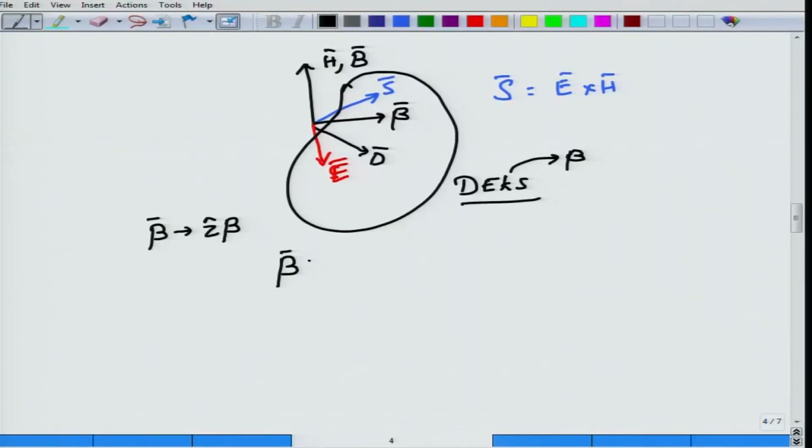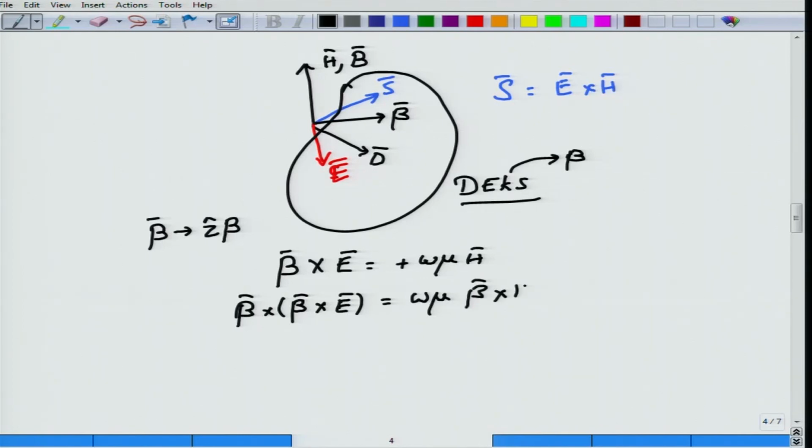I can obtain this by going back to Maxwell's equation. So, I have beta cross E equal to plus omega mu H. If I now take another cross product with beta on both sides, I obtain omega mu beta cross H. Using the two Maxwell's equations for beta cross H, I can substitute for the value of minus omega D here, and beta cross E can be simplified using the A cross B cross C formula. I leave all those things for a small exercise.